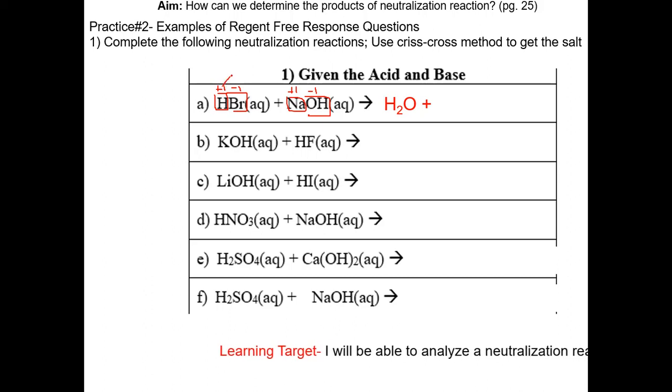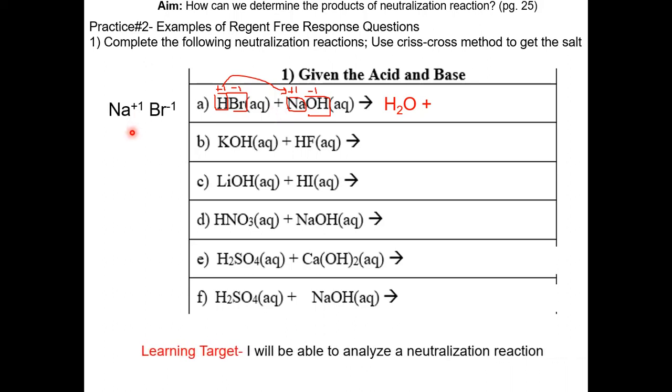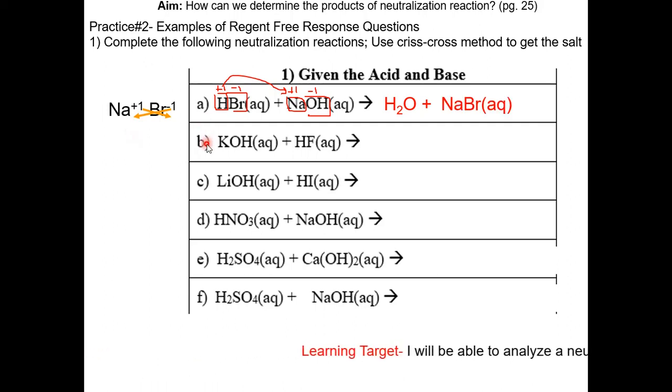So the hydrogen ion and the sodium ion will switch places. So the hydrogen ion is going to combine with hydroxide to get H2O, and sodium will combine with bromine to get the salt. Using the crisscross method, the chemical formula of the salt is NaBr. Let's look at question B.